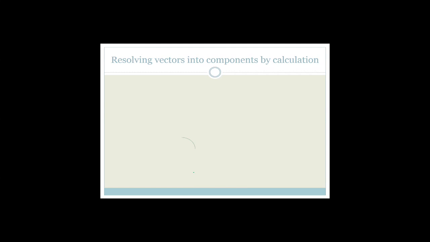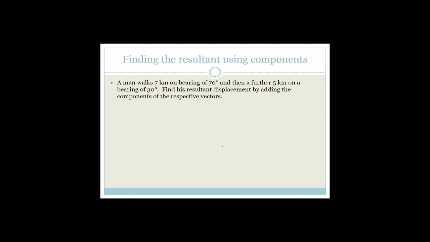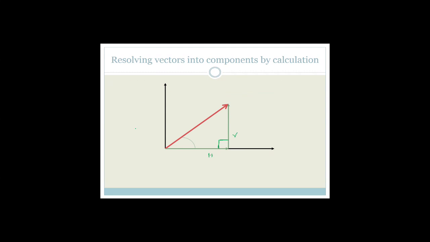So let's talk about resolving vectors into components by calculation. There is a vector. That is its vertical component, and that is its horizontal component, and that is 90 degrees. The whole point is that the horizontal and vertical components are always perpendicular to each other. They are always at 90 degrees. So what that means is we can use trigonometry. If I said to you that this is theta, then we'd know that this is the resultant.